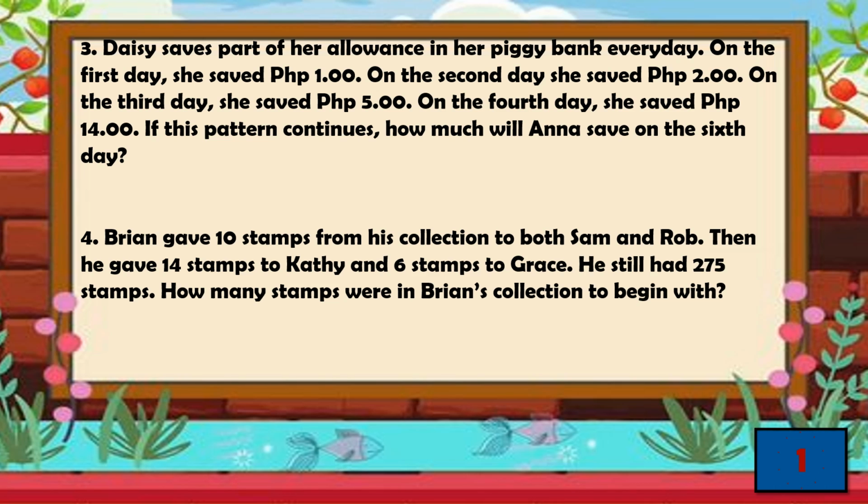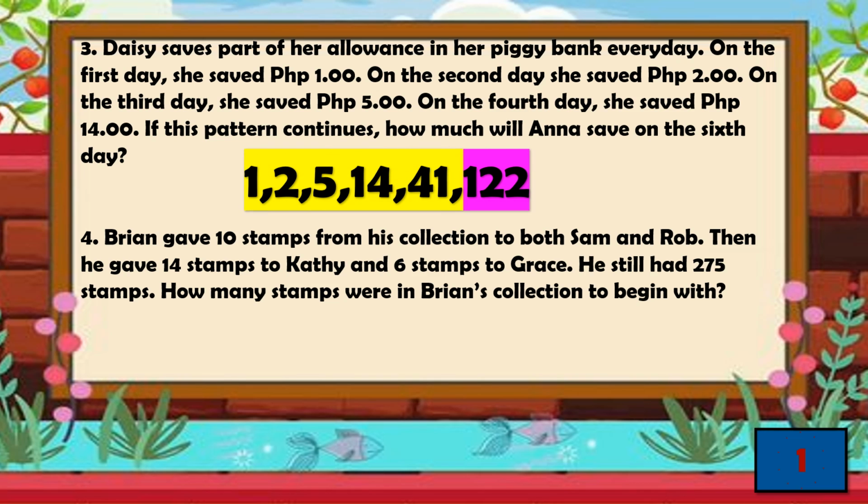Okay, so let us now answer number 3. Daisy saves 1 peso on the first day. She saved 2 pesos on the second day. On the third day, she saved 5 pesos. And the fourth day, she saved 14 pesos. So, pag nagtuloy-tuloy yung pattern na yon, on the fifth day, she will save 41 pesos. And on the last day, or on the sixth day, she will save 122.